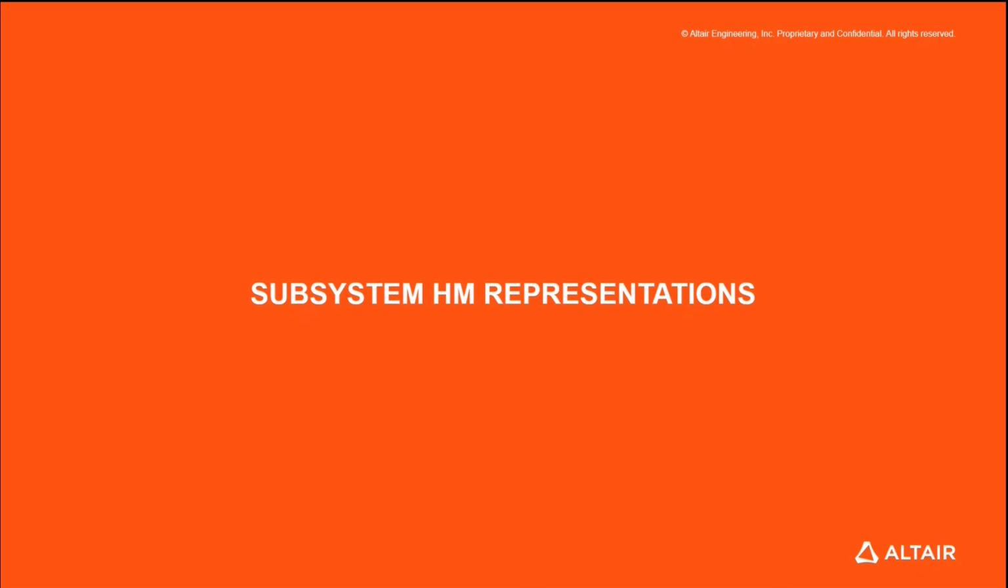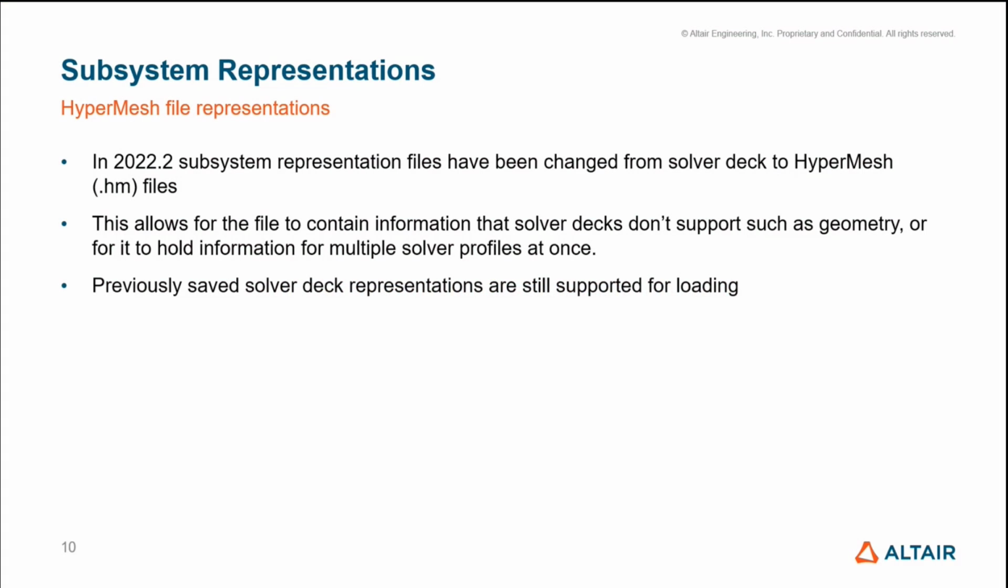Subsystem hypermesh representations. So for 22.2, we have changed the file format of a subsystem representation file. Previously, when we wrote a representation file, we would create a solver deck file. We now write a hypermesh file. This allows a couple of important additional enhancements in behavior.